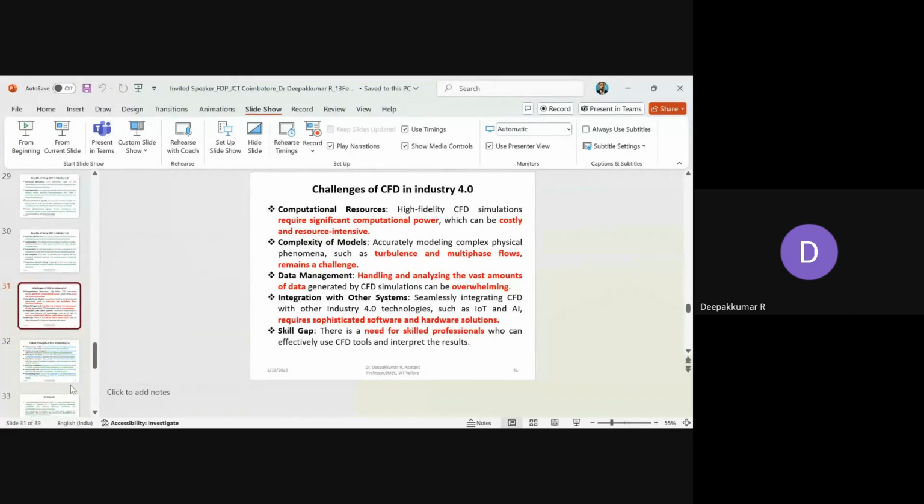And the skill gap. There is a need for skilled professionals who can effectively use CFD tools and interpret the results. If you are an end user using a CFD tool, you should know the background of CFD, then only you can effectively utilize this tool. As I mentioned earlier, one group of CFD people works on CFD development, and another simply uses CFD as a tool. Even though we are using CFD as a tool, we should understand the background of CFD, then only can you effectively utilize the tool for the particular physics, model, or system.